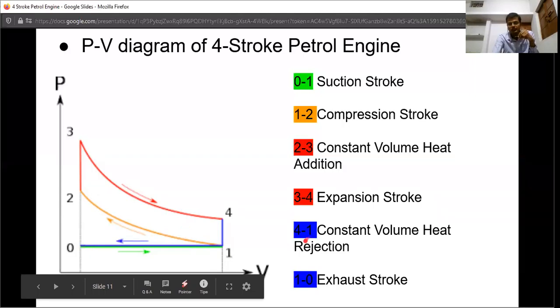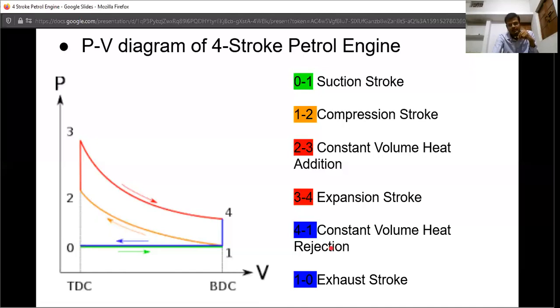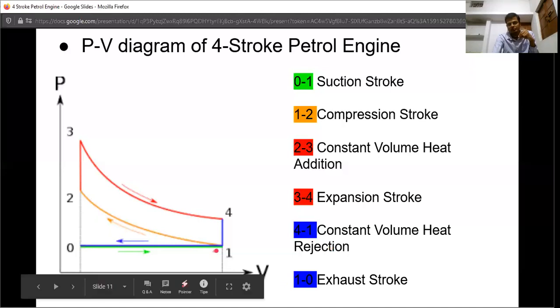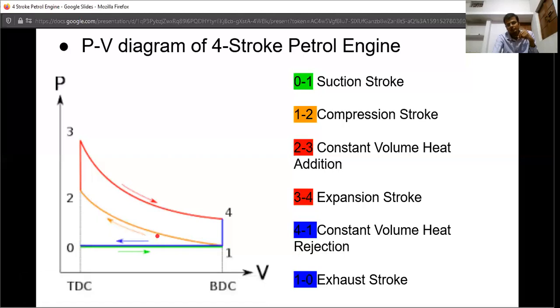The line 4 to 1 is constant volume heat rejection. From process 4 to 1, the exhaust valve opens and all the waste heat is expelled from the engine chamber. As the heat leaves the gas, the molecules lose kinetic energy, causing a decrease in pressure. Now, last, point 1 to 0, the blue line, represents the exhaust phase, which occurs when the remaining mixture in the chamber is pushed by the piston to be exhausted out without changing the pressure.